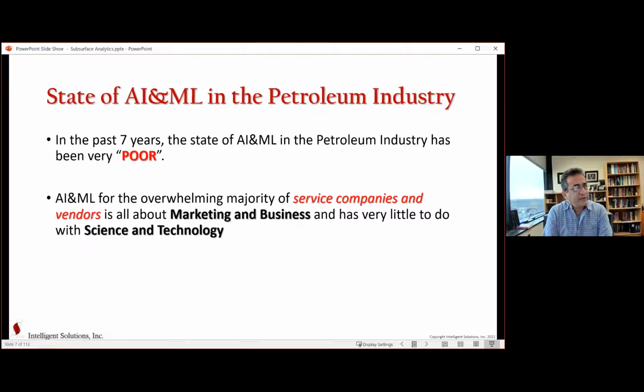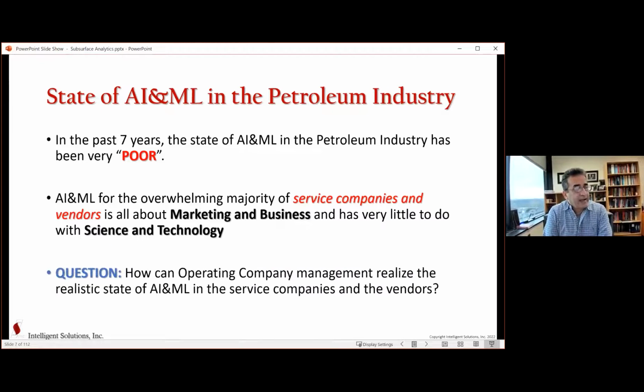For the overwhelming majority of service companies and vendors, AI and machine learning is all about business. It's all about marketing and making money, and has very little to do with science and technology when you see what they are doing. And the question is, how can operating companies and their management realize the realistic state of AI and machine learning if a service company or a vendor comes to them and says, hey, give us money and we're going to bring AI to your company? So how do you know what to do?